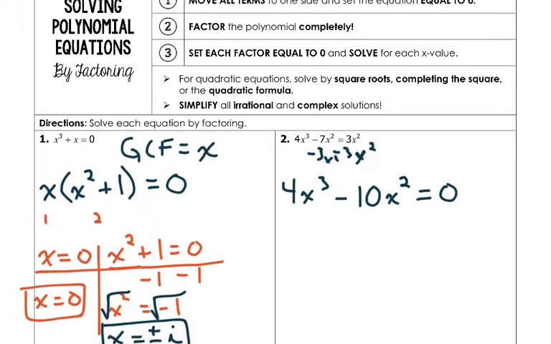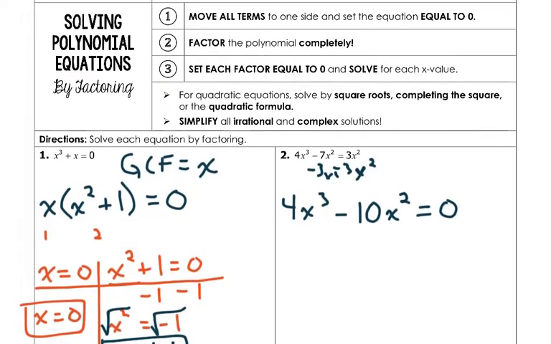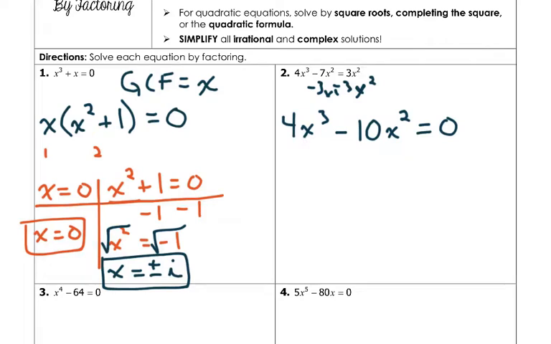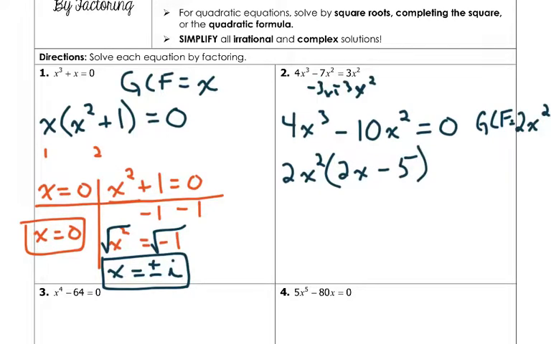Now we have that side set to 0, so now we have to factor the polynomial completely. Do we have a GCF? We absolutely do. Our GCF is 2x squared. So I'm going to put the 2x squared on the outside, and we are left with 2x minus 5 on the inside, and that equals 0. Can this be factored any further? No, it cannot.